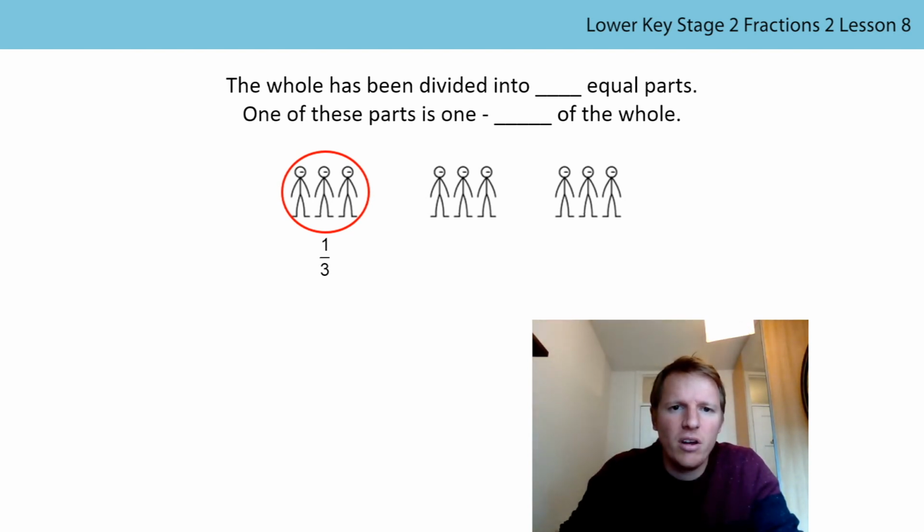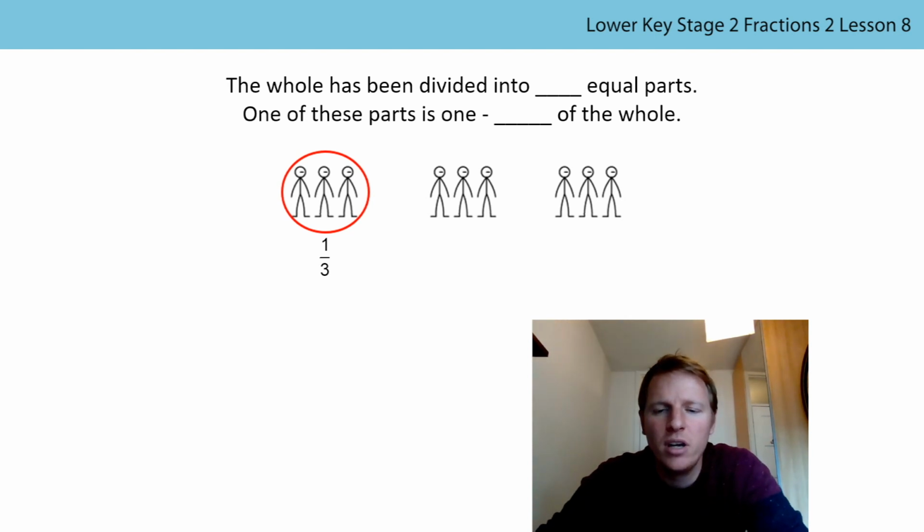Is it because there are 3 children in this group? There's 3 children in this group. There's 3 children in that group. Is that why it's 1/3? No, if we go back to our sentence scaffold, it's 1/3 because the whole has been divided into 3 equal parts. It's the number of parts that's important, not the number of children in each part. It just so happens that in this example, there's 3 children in each part as well as there being 3 parts. Hopefully that wasn't confusing.